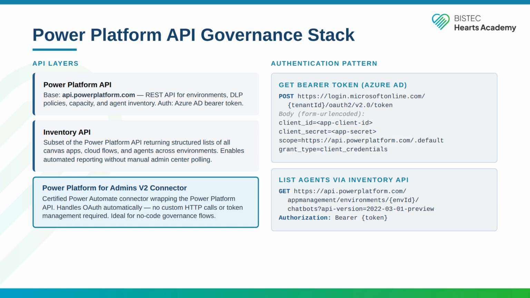One authentication constraint applies throughout this session. Personal Microsoft accounts cannot obtain bearer tokens for this API. All authentication for the Power Platform API, whether through direct HTTP calls or through the V2 connector, requires work or school accounts. If you encounter authentication errors during the governance flow build, the first diagnostic question is whether the account used is a work or school account with appropriate Power Platform admin rights.